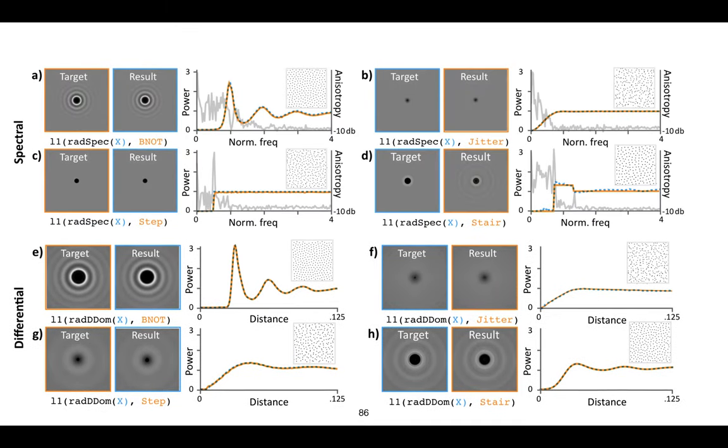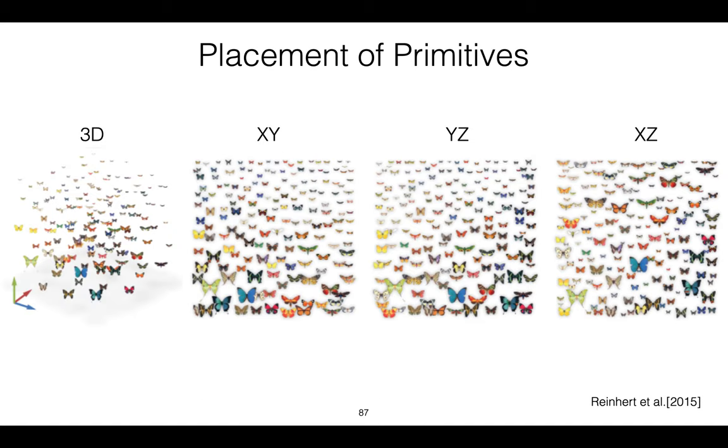So this was just a proof of concept to make sure that we can match the state-of-the-art sampling patterns. We wanted to do something novel. There was this nice application from Reinhardt and colleagues where they looked at the placement of primitives in three dimensions. They saw that if you preserve these blue noise properties, which maximize the minimum distance between the points, along the 2D projections as well, that gives you both 3D and 2D blue noise behavior.